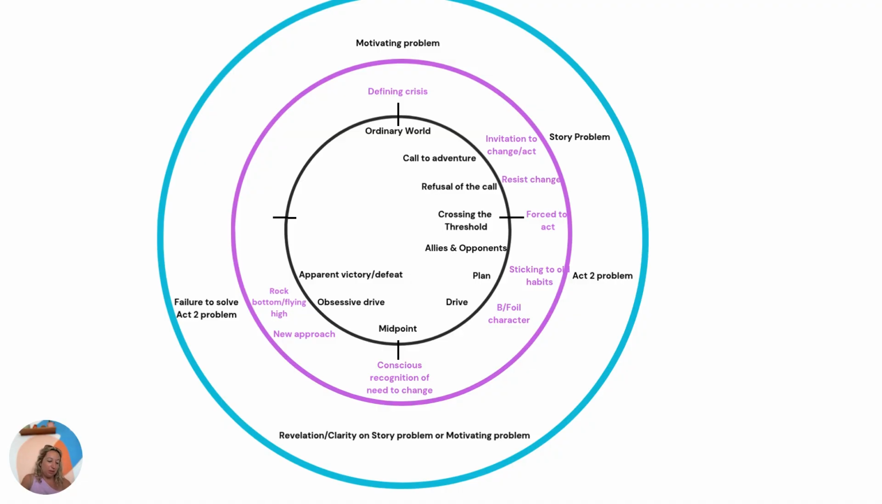From the character arc perspective, so I have rock bottom / flying high. So in a negative character arc, this would be your apparent victory moment. This would be the moment where you hope they wouldn't move forward. This would be the kind of last good moment. In a story with a positive character arc, this is your rock bottom.